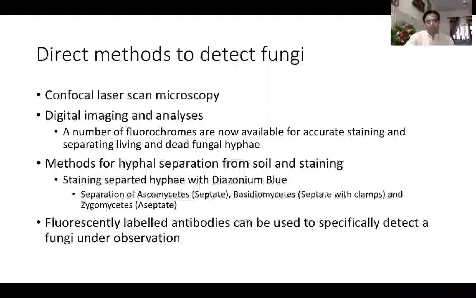Then if we are studying a specific type of fungus in an experiment, we can detect that fungus in the environment by specially designing fluorescent-labelled antibodies for that fungus. So we can detect this fungus in the environment.